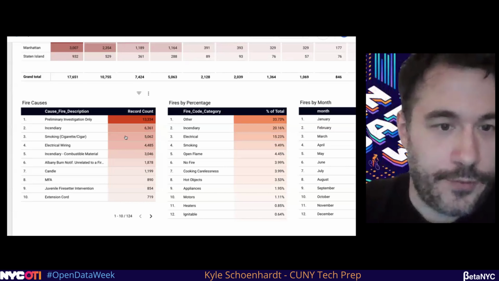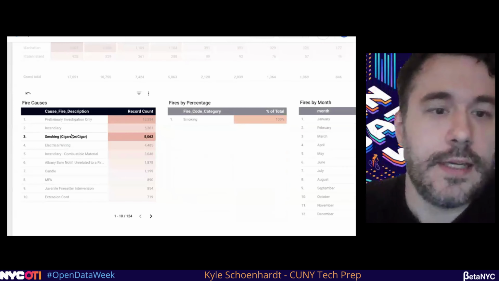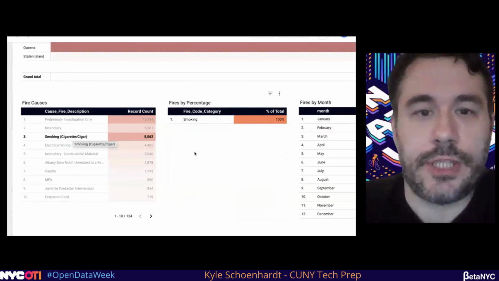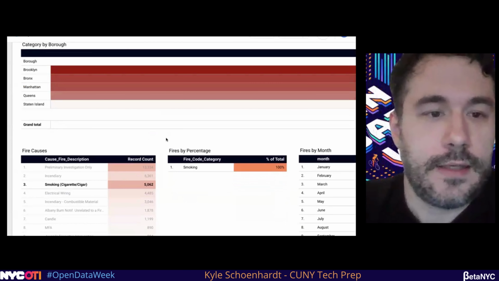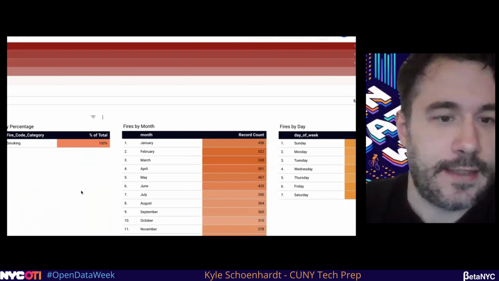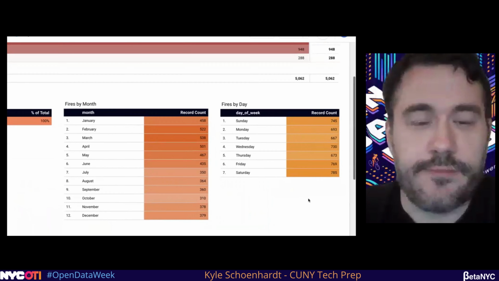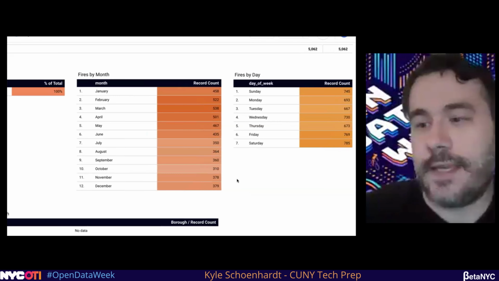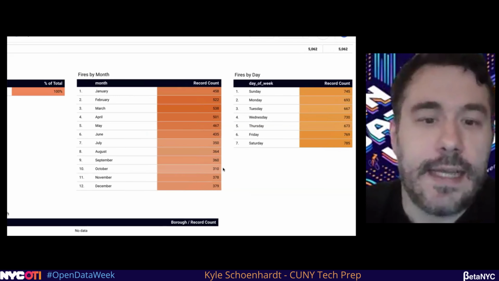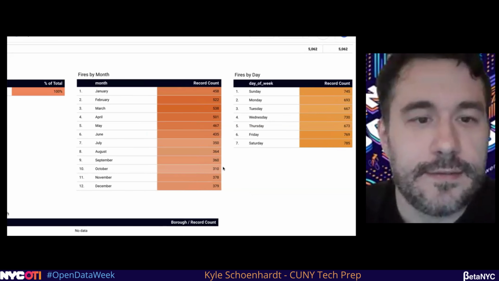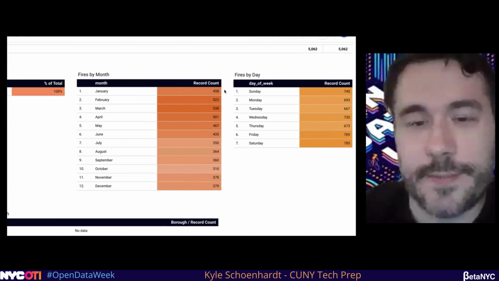And if you actually click on the smoking one on the fire causes, the whole visualization will change, and it'll now only focus on the smoking cigarette and cigar category. And if you go over to the months, why that is, it could be during the warmer months in like the summer and the spring. Nobody wants to smoke indoors, so they all head outside. It's just very interesting to show that during the winter, that's when most fires are caused by smoking.